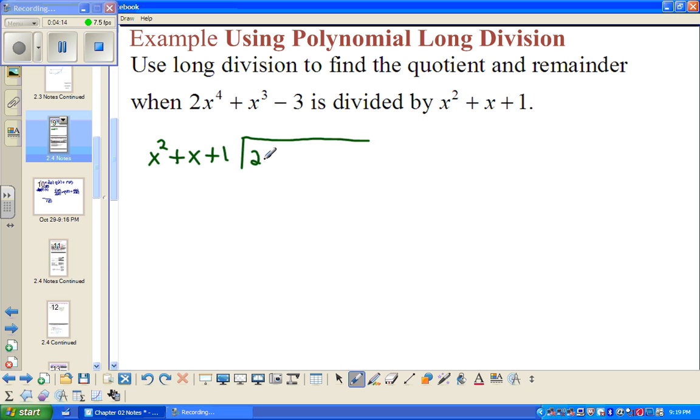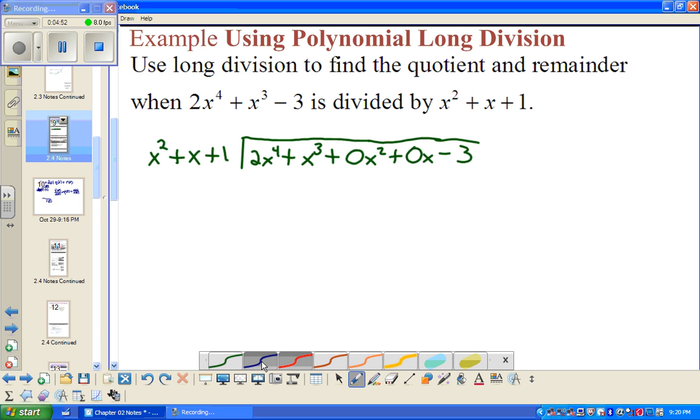Now keep in mind, when you write this out, you want to leave placeholders. Our f of x does not have an x squared or an x term, but we want to leave a spot for those when doing long division. So I'm just going to write plus 0x squared plus 0x minus 3. That way everything will stay nice and organized and easy to read.